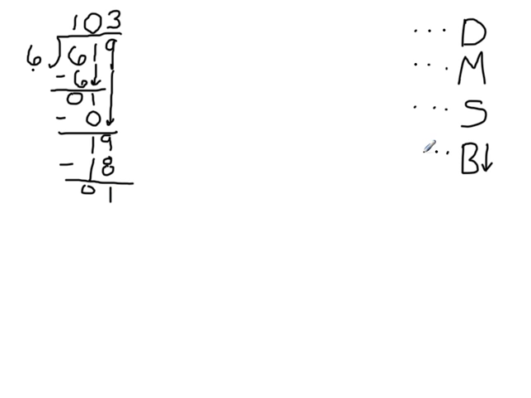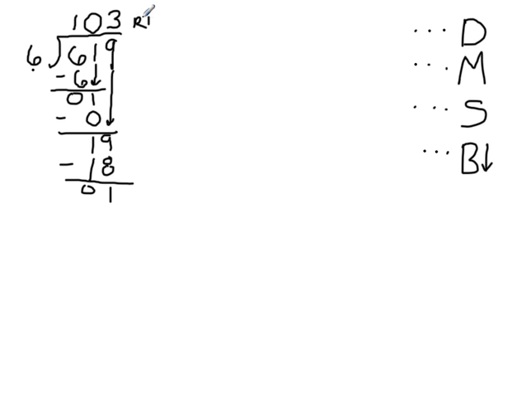Now my next step would be to bring down, but there's no number here that I can bring down. And there's nothing else I can do, so I'm just left with a remainder of 1. So what this is saying is that 6 fits evenly into 619 103 times, and there's a remainder or a leftover of 1. And we're done with the long division part.